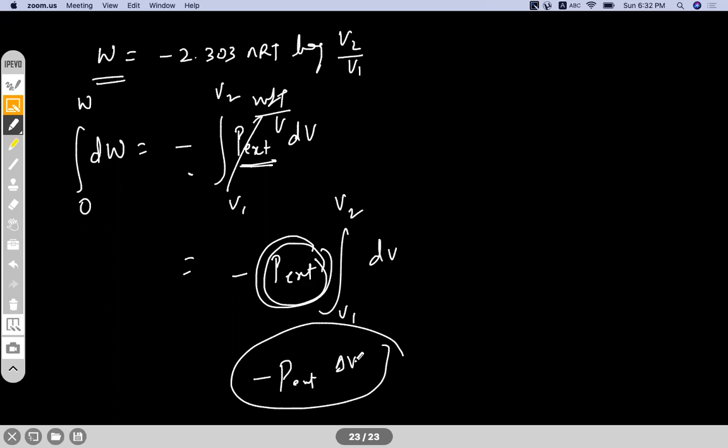Have you done reversible, irreversible process in physics? Okay, no problem. So this is the reason we have why P external we took out of the integral sign. I can directly tell you P external is a function of volume here. That's why we are not taking it out.